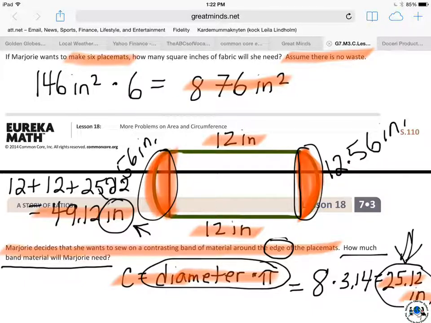because that is a one-dimensional direction we're going in. We're going only in one direction. She needs to know how long this piece of band material needs to be, okay? And it needs to be 49.12 inches.